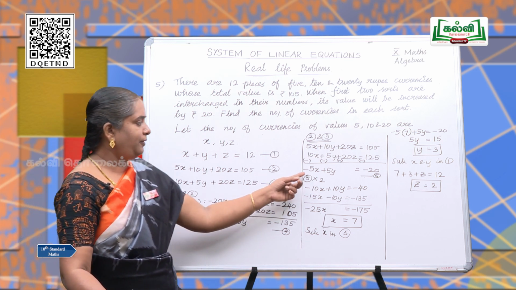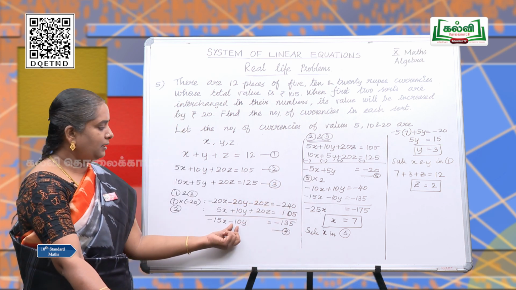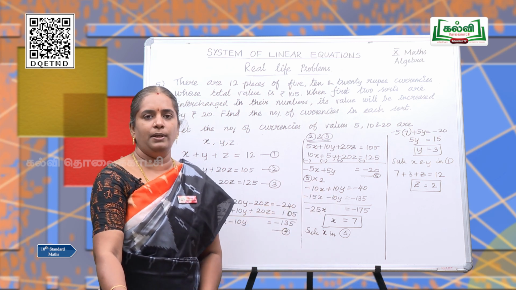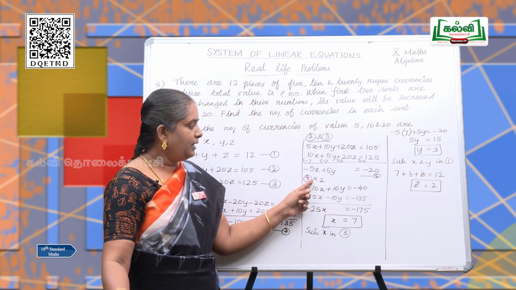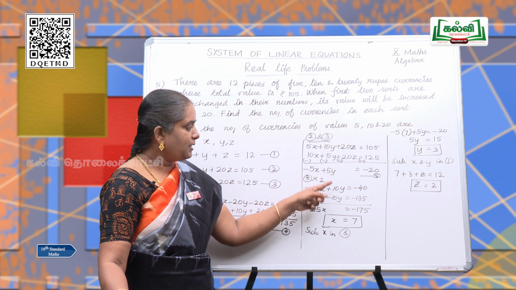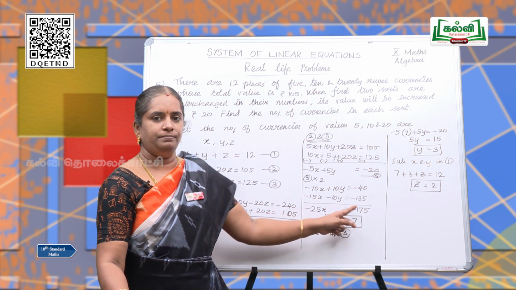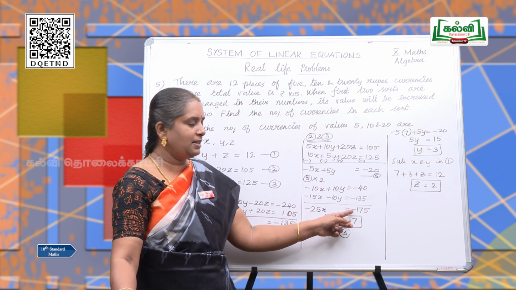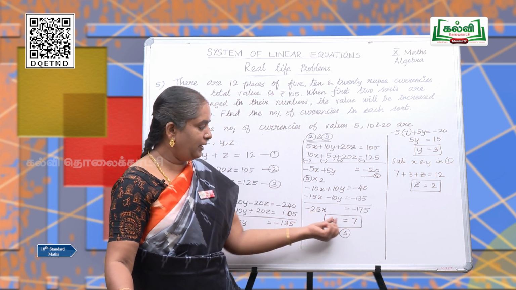Look at the fourth and the fifth equation. Here we have 15x and here 5x, and here 10y and here 5y. Which is easier to eliminate? Yes, eliminating y is easier. Multiply the fifth equation by 2 to get minus 10x plus 10y equals minus 40, and add it to the fourth equation to eliminate y. We have minus 25x equals minus 175. Dividing both sides by minus 25, x equals 7.